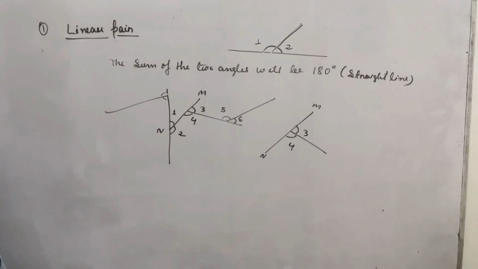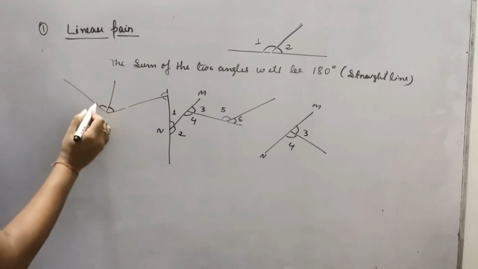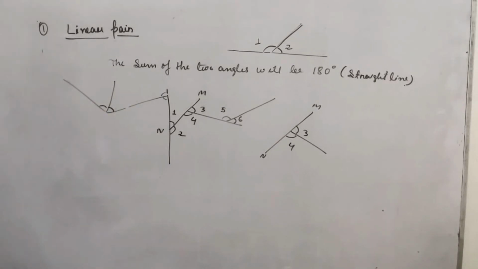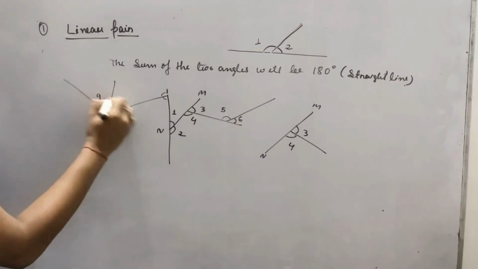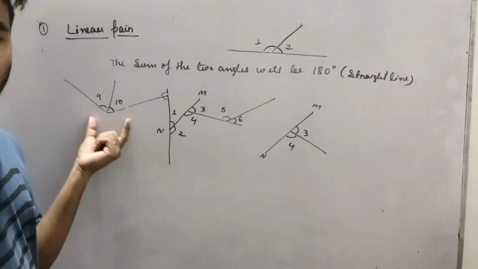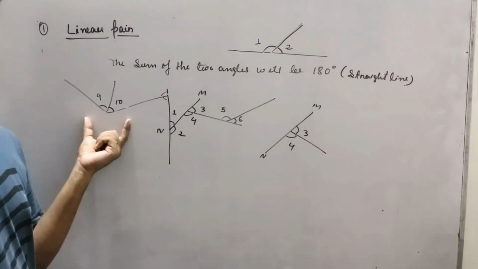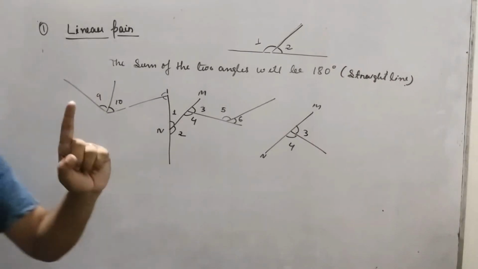Understood? Now you see, if I draw like this, then this angle plus this angle will also be 180 degree, because this is also a straight line. Now if I draw like this and like this, will these two angles, angle 9 and angle 10, sum to 180 degree? No, because this is not a straight line. Understood? So it has to be a straight line.